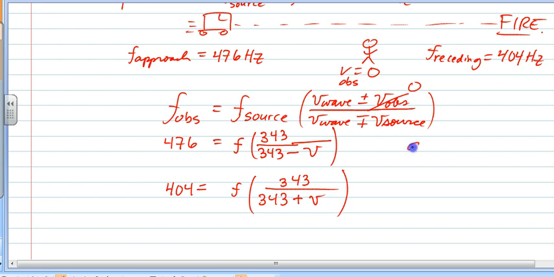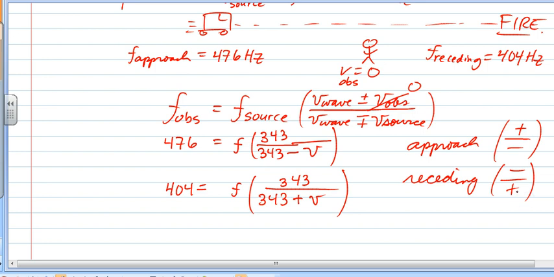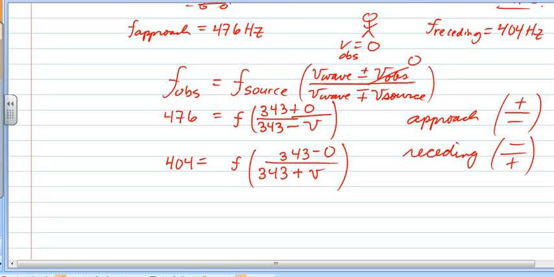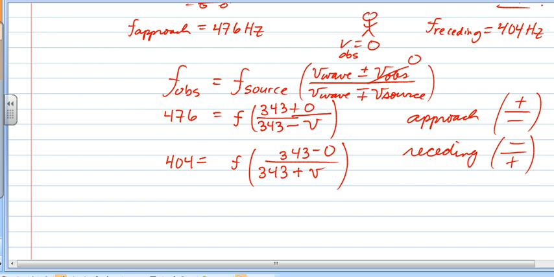Okay, so remember that if we are talking about approaching, we're going to have plus and minus, and if we're talking about receding, it's going to be minus and plus. And in both of these cases, I'm doing plus 0 and minus 0 because the observer isn't moving. Okay, so now I have two equations, two variables. It's time to solve for V.